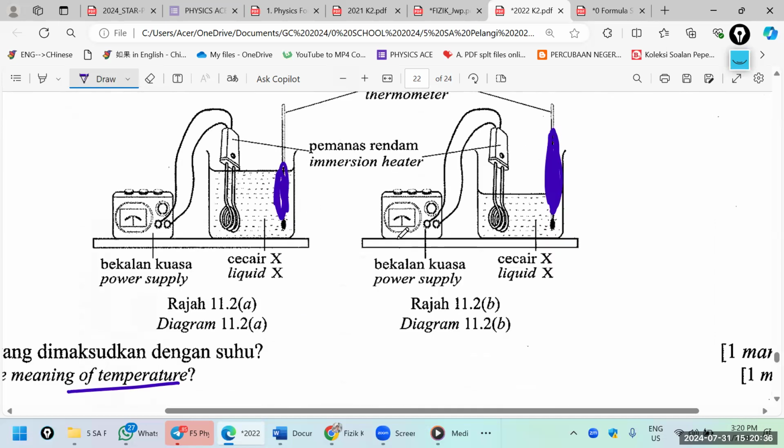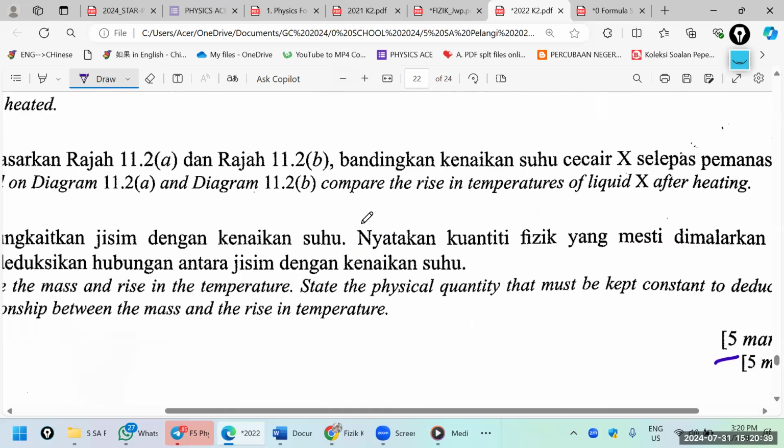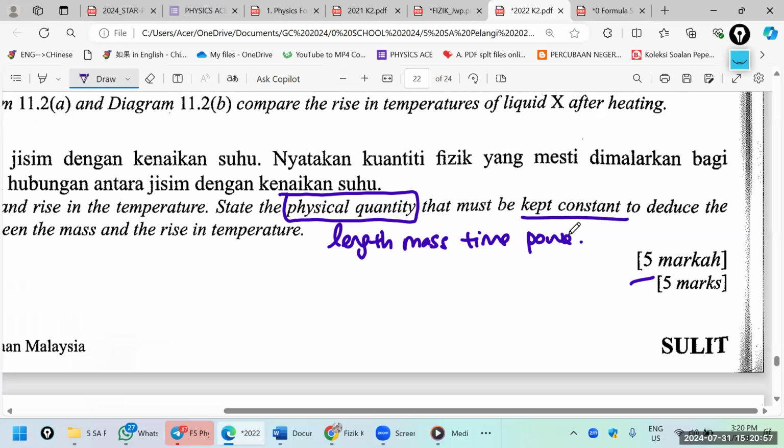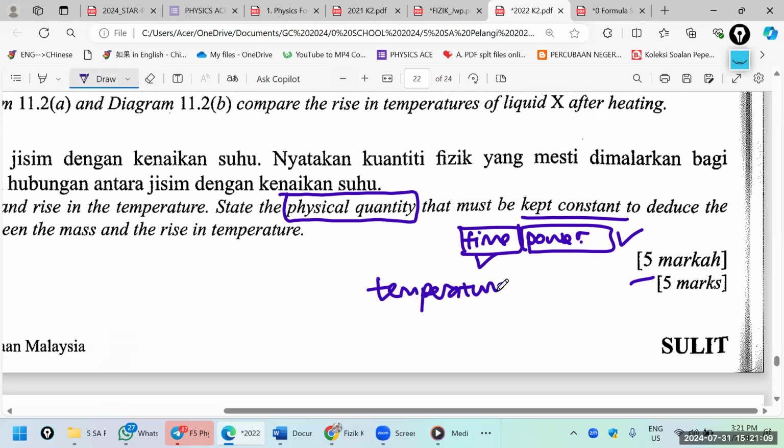Okay, so this one is higher, and I saw everything. Okay, very good. So now, what is a physical quantity? Everything that can be measured in numbers, like length, mass, time, power, all can. But now they are asking what is kept constant. So power, okay. Time, okay. Mass cannot. Okay, very good. Temperature. Directly wrong.